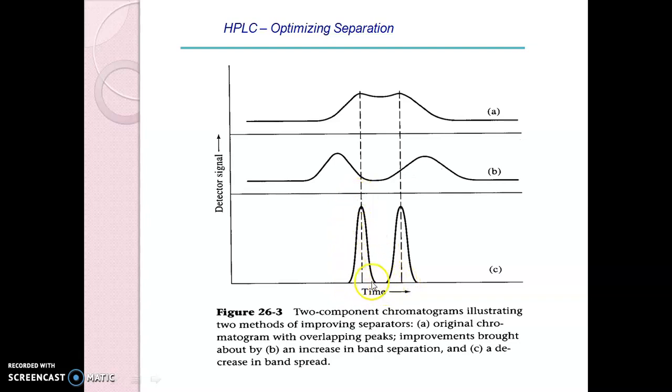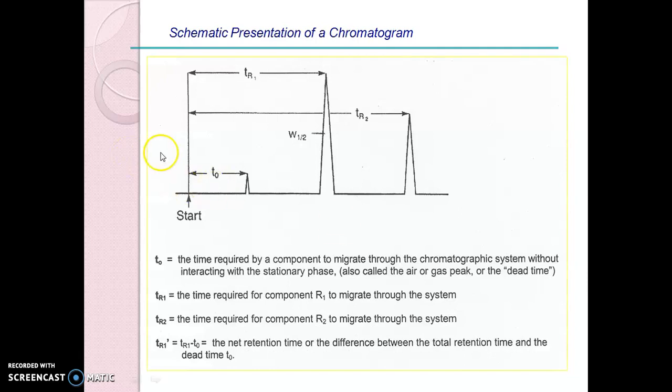They have the proper Gaussian shape, and proper separation is also achieved, and band spreading is decreased over here. So this is the ideal chromatogram, the C chromatogram. Whenever we are injecting any analyte, we have to achieve this type of chromatogram, indicated as C in our analysis. So to check whether the system is performing properly or not, system suitability parameters are designed. Here this is the spectrum.